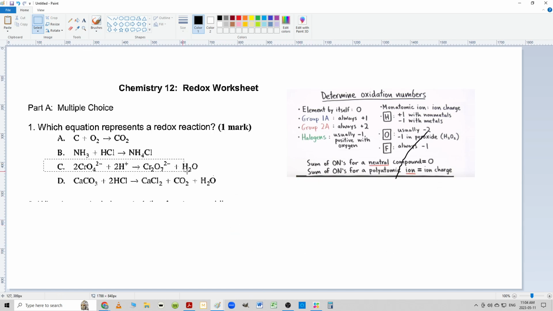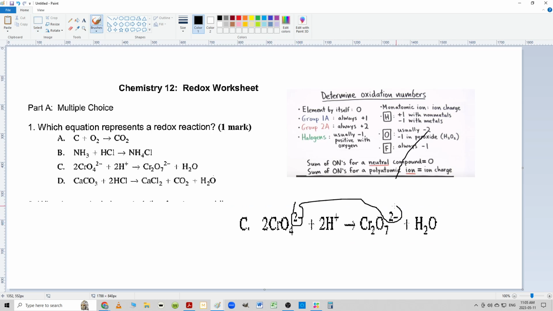What about this one? Looks like it should be. This looks like a standard acid question. It looks like something got oxidized, so there should be, but we'll see. Notice that there's a 2- charge on both of them here and here. And let's look at the rules. Oxygen's -2 for each one. There's 4 of them, so we have -8.